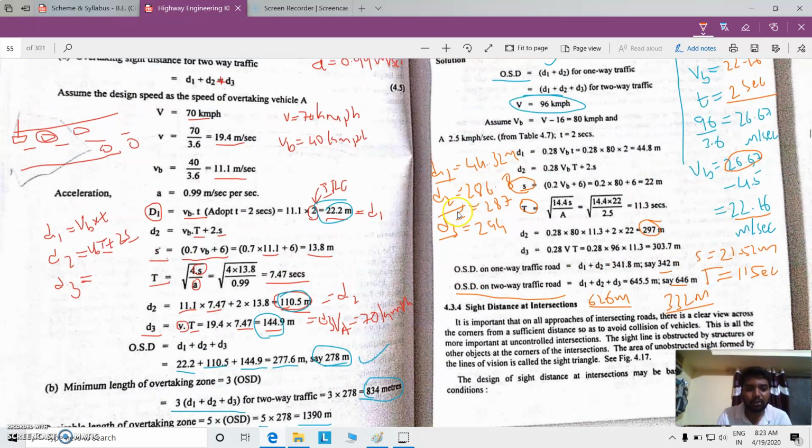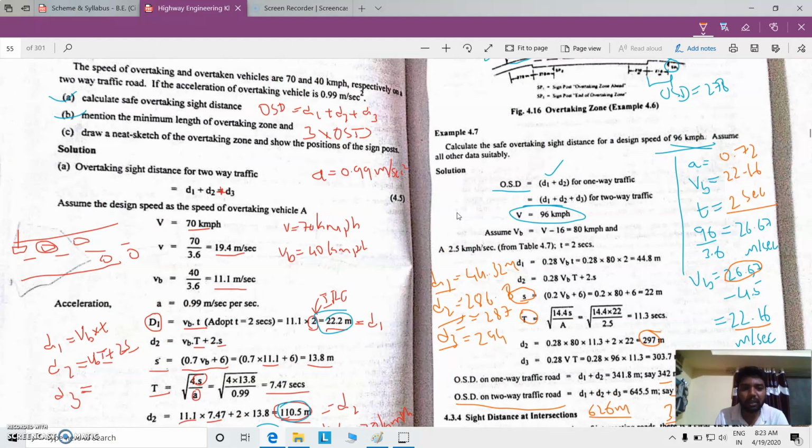You just go through the VTU question papers and try to solve overtaking sight distance problems. If you are not understanding the problems or you are not getting the answers, you just intimate me. I will try to solve those problems in the next videos.